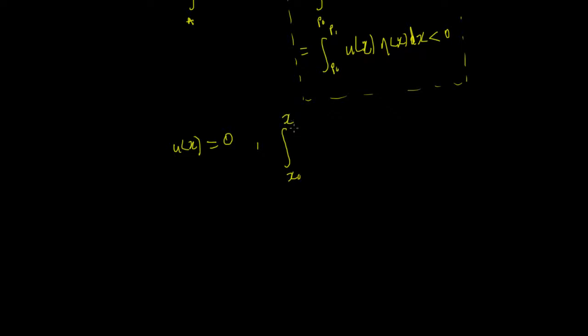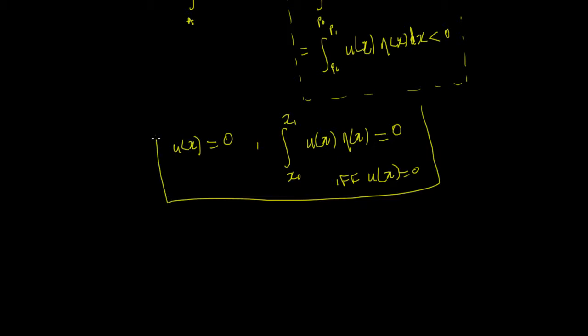from x0 to x1 of u of x times eta of x must equal 0. It's if and only if u of x equals 0. So that's the little proof called the fundamental lemma of calculus of variations.